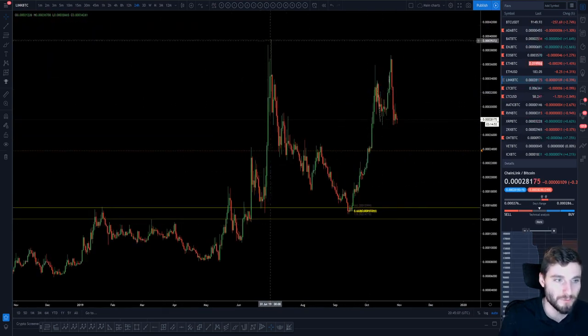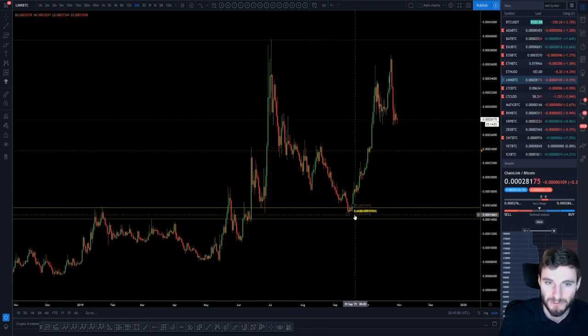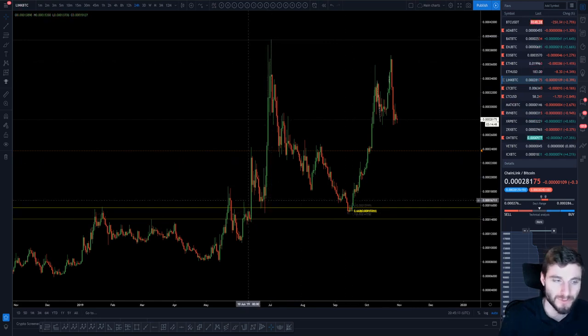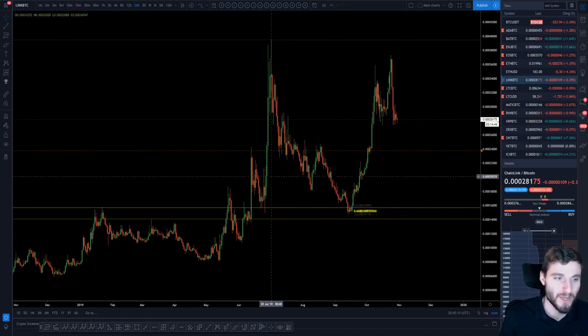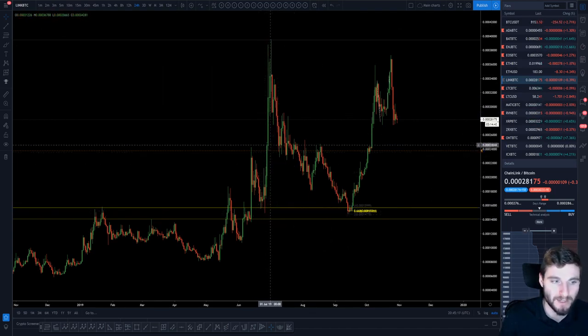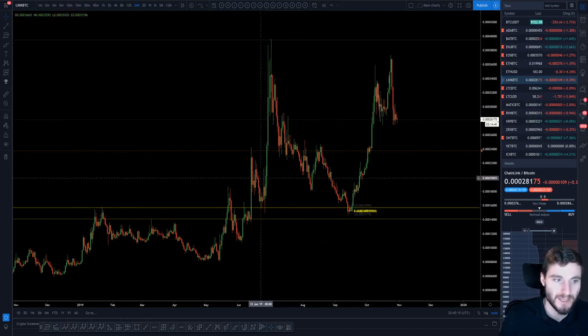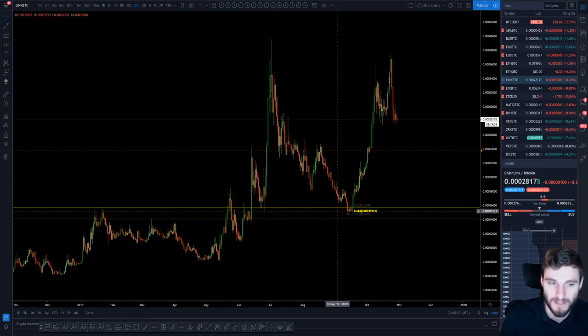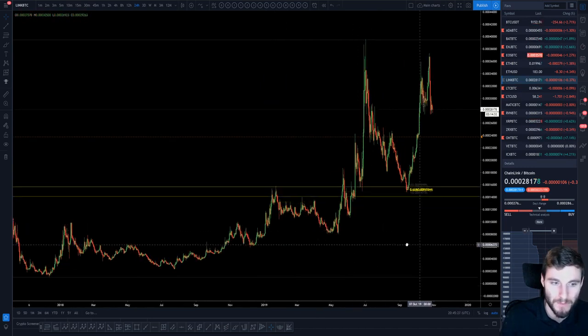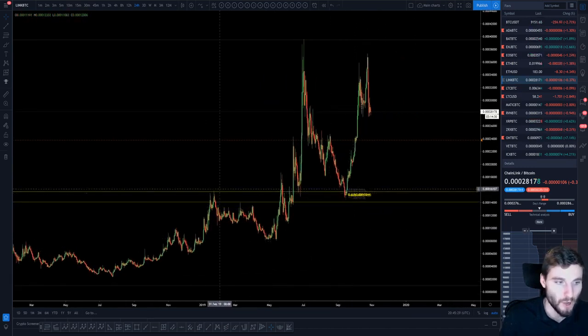But obviously when you fly up so hard, you come crashing down just as hard. Because you don't create any horizontal support on the way down, it's just people buying. Then when the floodgates open and people just sell and sell, until you reach an area of value where people view this as a value area, old highs, for example.